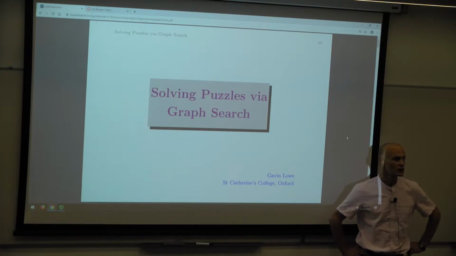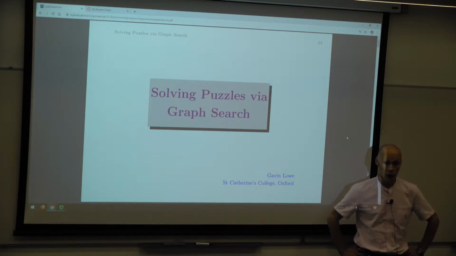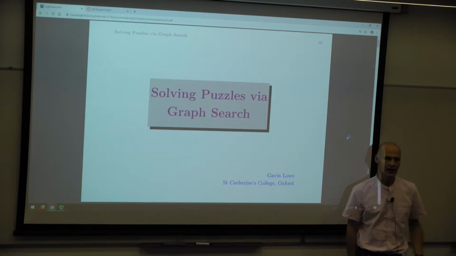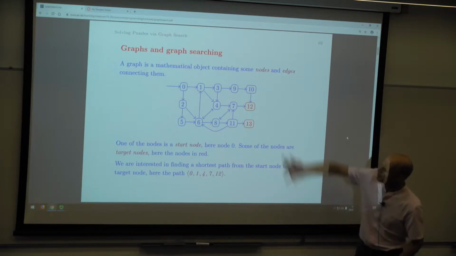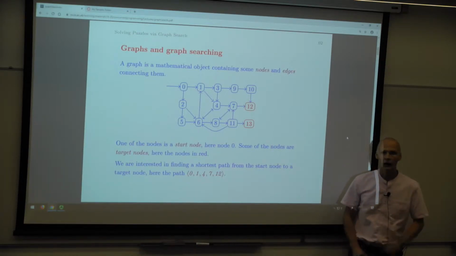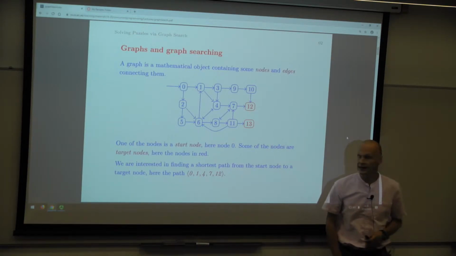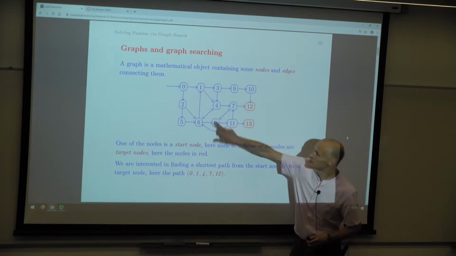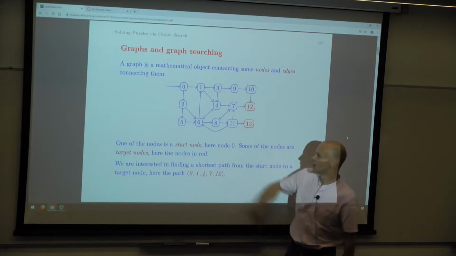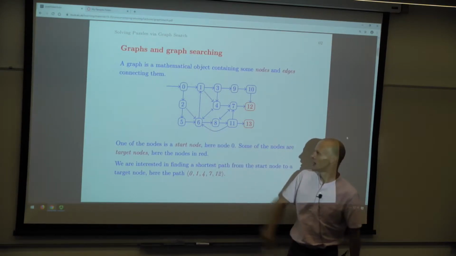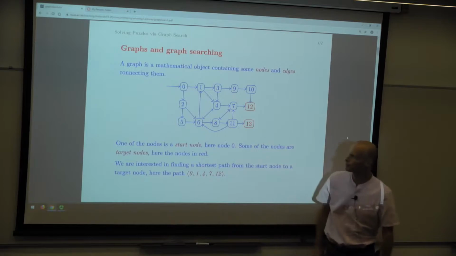What I'm going to do today is talk about the topic of graph search, and in particular how we can use this to solve various types of puzzles. So first of all, what's a graph? Well, here's a picture of a graph. A graph's a mathematical object containing nodes. So these things in the sort of rounded boxes, they're nodes, and edges connecting the nodes. So each of these, that's an edge here connecting node 6 to node 8.